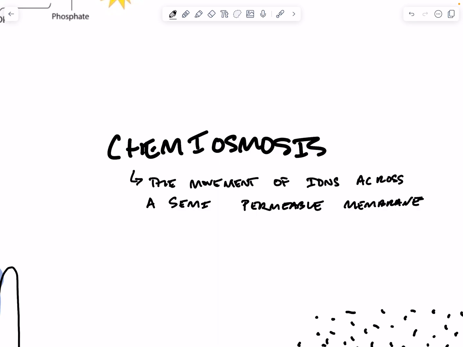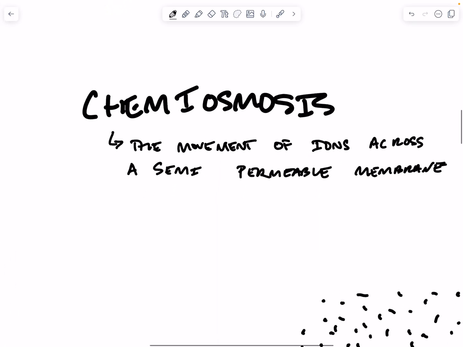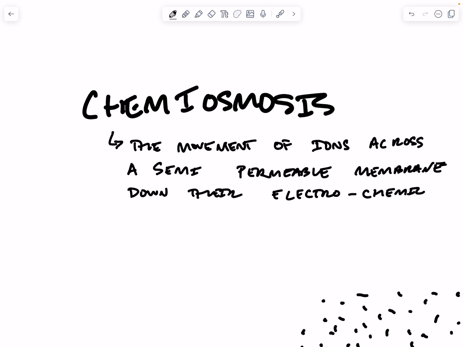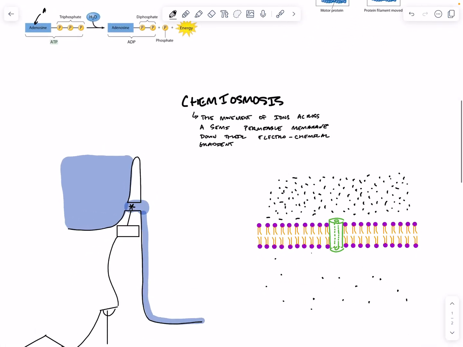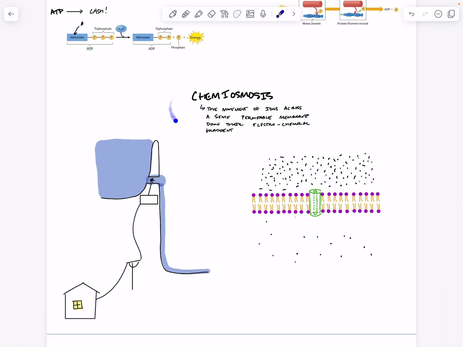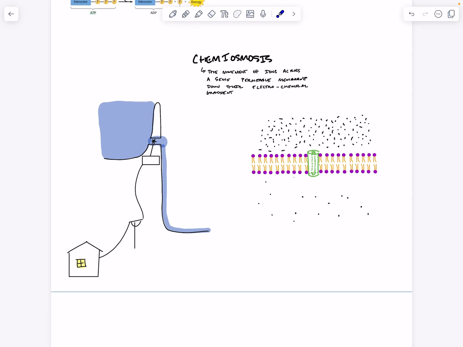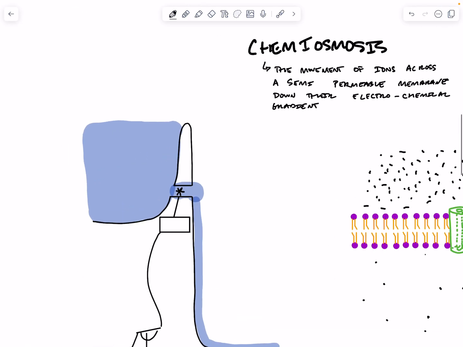Across a semi-permeable membrane down their electrochemical gradient. Okay, before we dissect what this definition means, I want to give you the analogy between chemiosmosis and a hydroelectric dam.